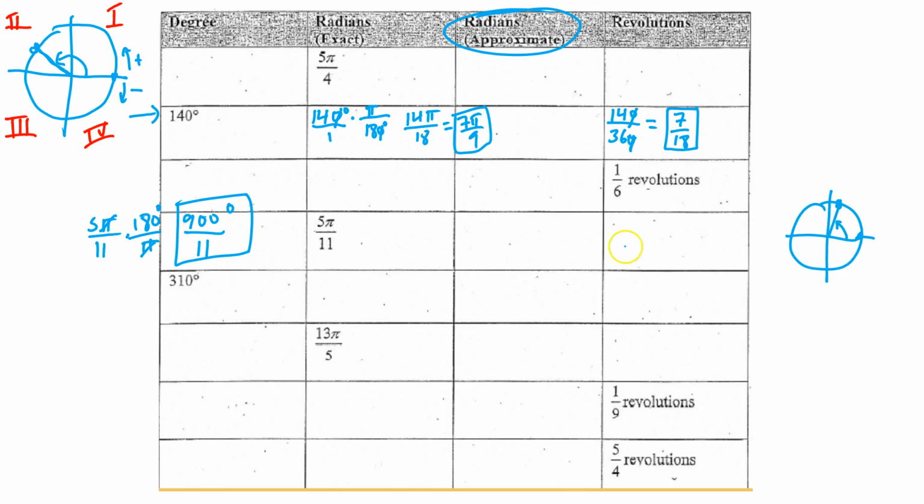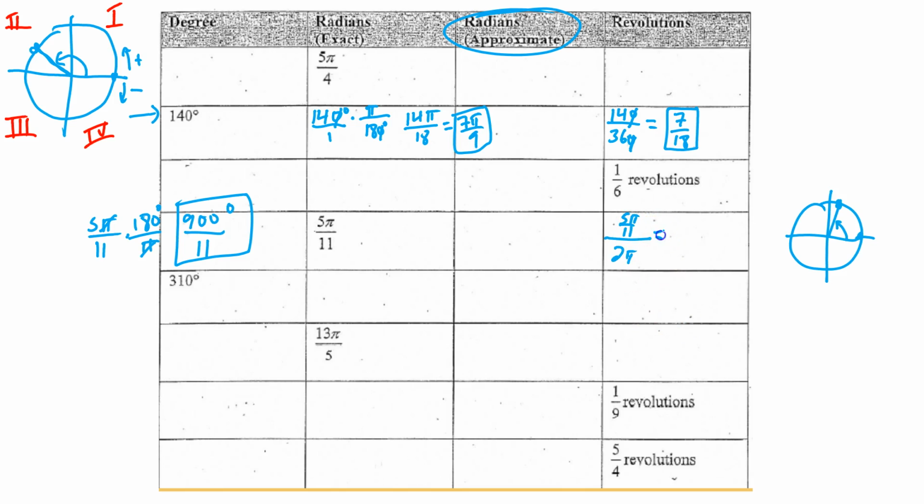Let's see how many revolutions that is. It should be just less than a quarter. So this time I'm going to use the radians. So I'm going to do 5 pi over 11. And the equation for radians to revolutions, I divide by 2 pi. Just like we divided by 360 up here, this time I'm saying what part of 2 pi have I completed?